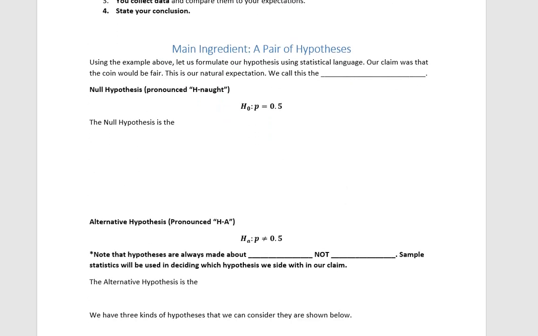So the main ingredient we have is we actually have a pair of hypotheses. So in the example we talked about above, we are going to use this to formulate our hypotheses using statistical language. So our first claim was that the coin would be fair. This is your natural expectation. What we call this is the null hypothesis.